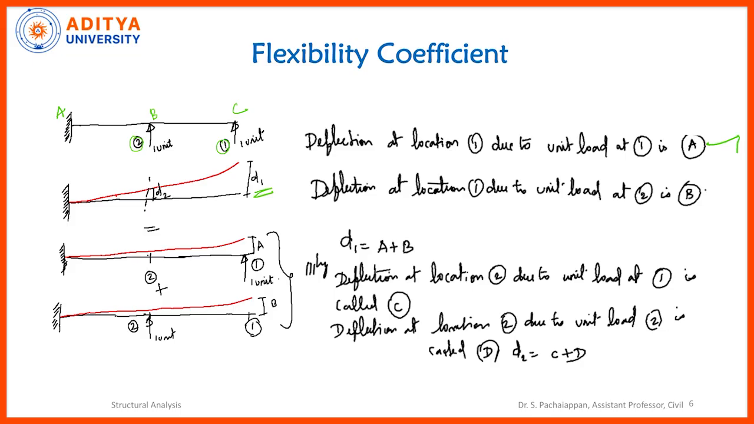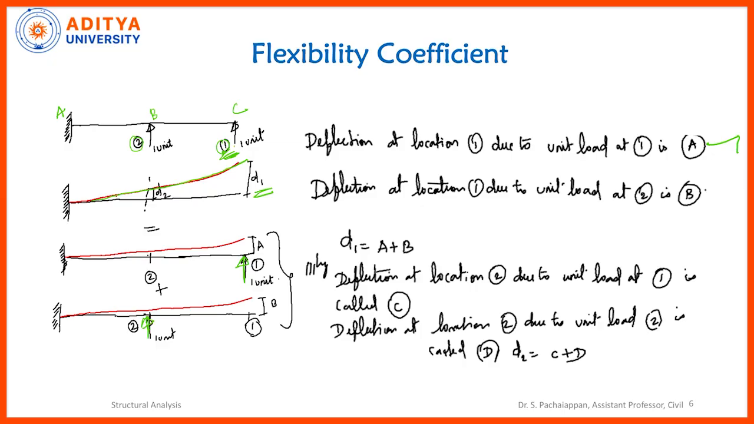Let's give some name for that, that is A. And then the deflection at location 1, this is location 1, due to unit load at location 2. You can see the unit load at location 2. How is it simply understood? The overall deflection, let's say, is D1. We are going to add two values. First, I am applying the unit load at location 1, and measuring the displacement at location 1 and also location 2. Second, I am applying the unit force at location 2.